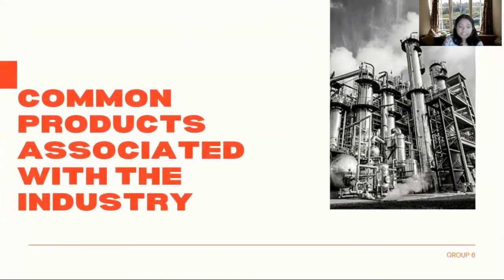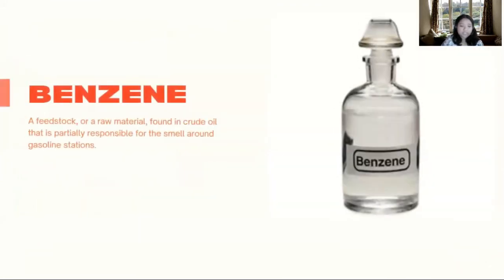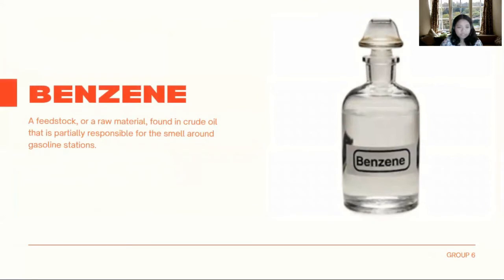Petrochemical industry is an essential part of the chemical industry since there is an increasing demand for synthetic materials in today's manufacturing sectors and economy. I am going to present to you some of the important and common products associated in this industry. First off is benzene, a feedstock or a raw material found in crude oil that is partially responsible for the smell around gas stations.